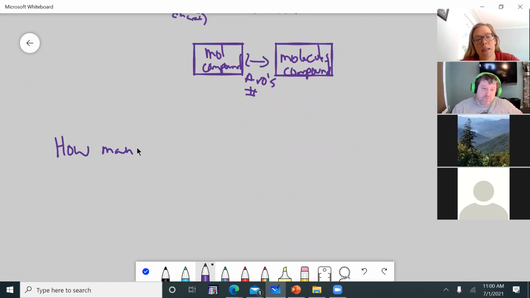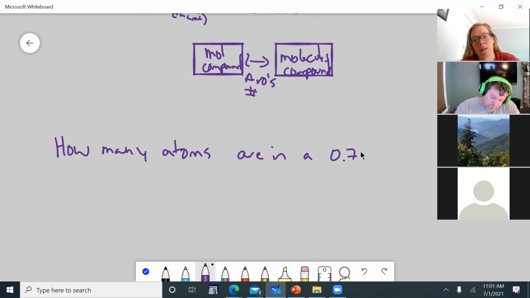How many atoms are in a 0.74 gram diamond?